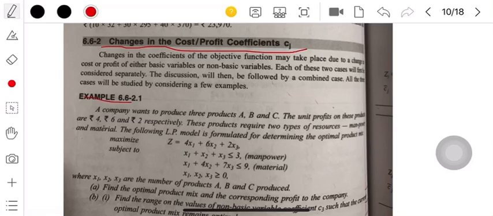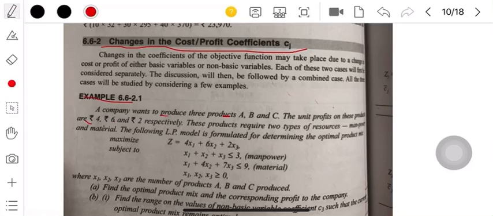A company wants to produce 3 products A, B and C. The unit profit of these products are rupees 4, 6 and 2 respectively. This is important because these values 4, 6 and 2 are going to change. These products require 2 types of resources, so there are 2 constraints, one on manpower and another one on material.